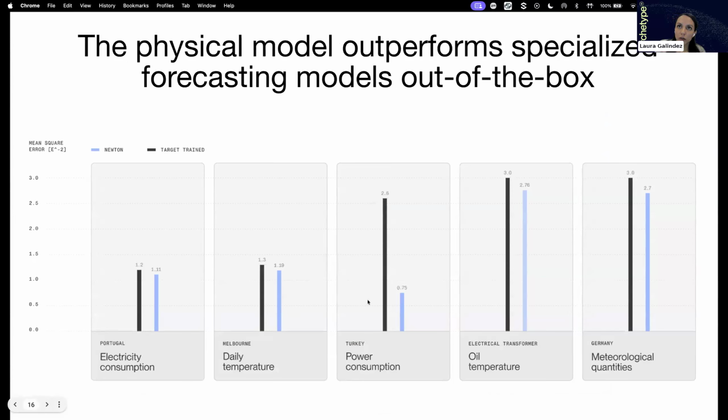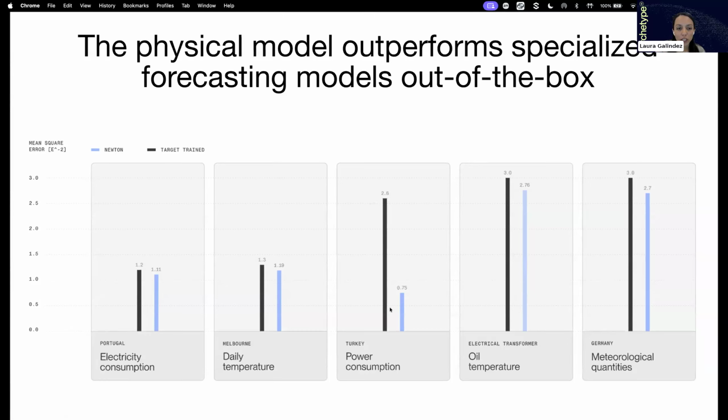And we didn't only look at fundamental physical experiments. We extended Newton to actually forecast complex real-world processes, such as, for example, countrywide electricity consumption, oil temperature in transformers, water vapor concentrations, and so on. And in each case, we found that Newton, which had never been trained on this data, was able to accurately forecast future trajectories purely from its pre-trained weights.